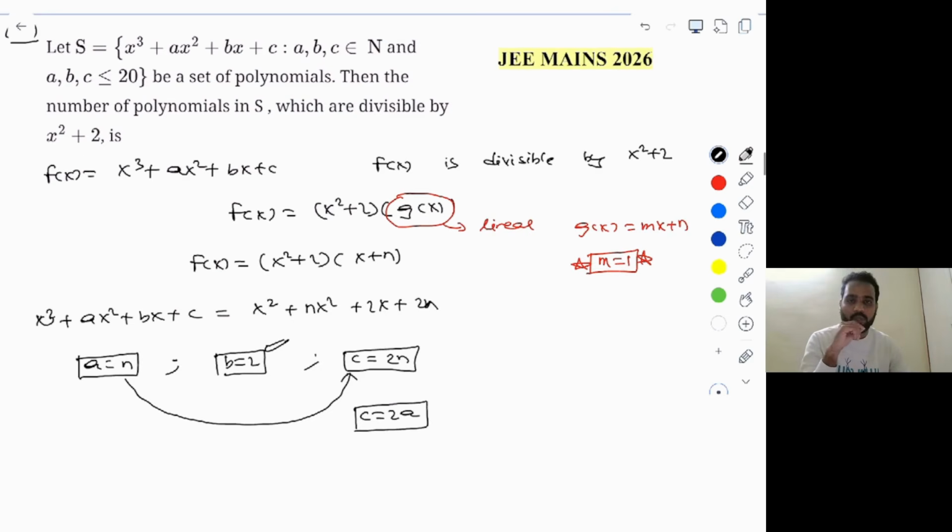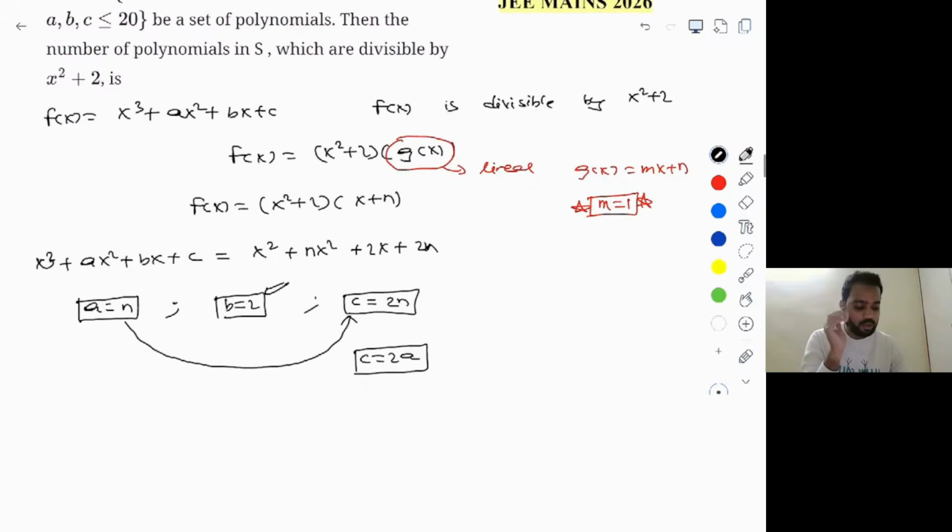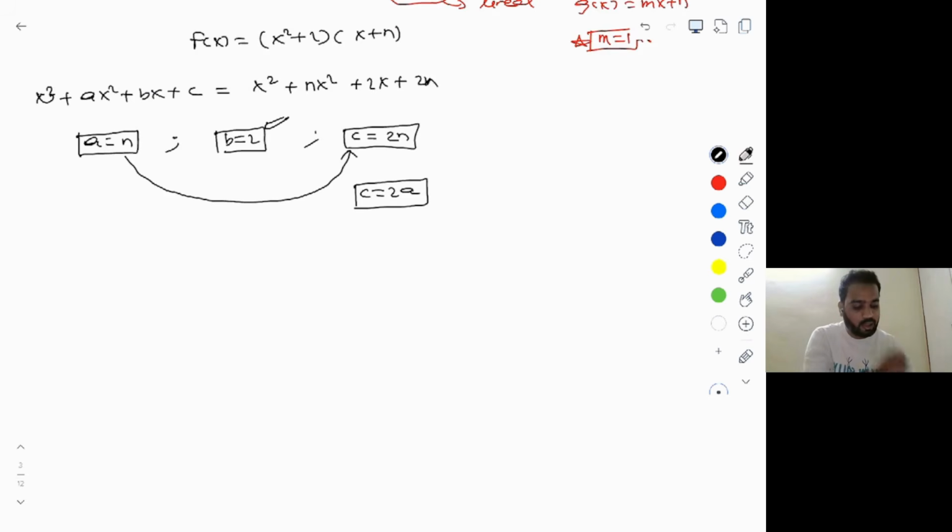Now let's go back to the question. They said that a, b, c must belong to natural numbers. Moreover, they must be less than or equal to 20. So obviously you have to write down the cases here, right? If I take a equal to 1, b is always equal to 2, so let us not write it every time. If a is equal to 1, c will be equal to 2. If a is equal to 2, c will be equal to 4. If I proceed in this way, up to a equal to 10, I will get c equal to 20. But clearly, a cannot exceed 10 here, right?